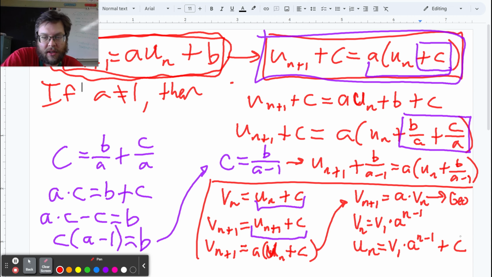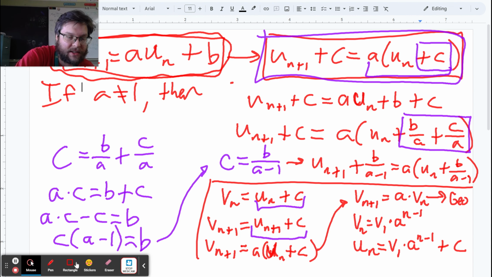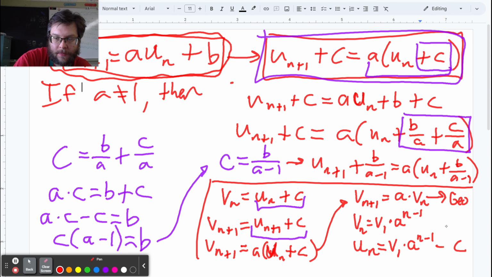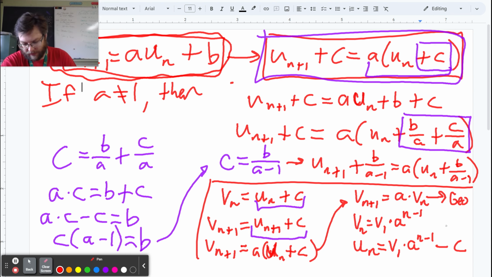Because, or did I do that backwards? Vn is un plus C. So the C is on the wrong side there. Sorry, let me fix that. I can switch it to a minus C. Sorry about that. Minus C like that. Okay.